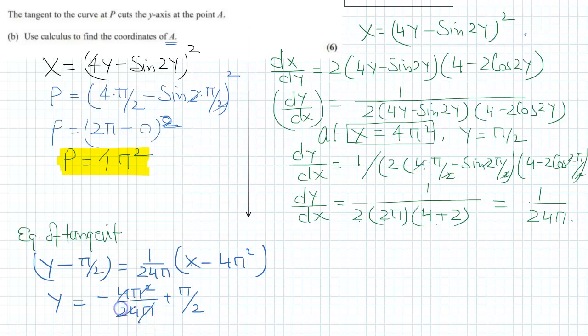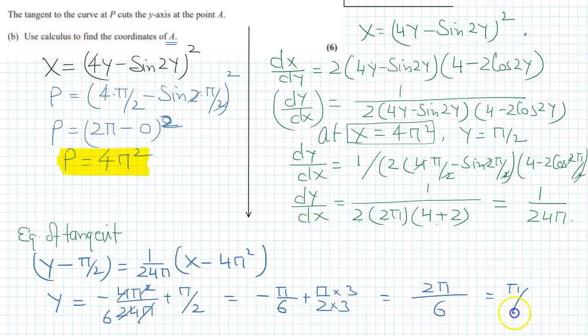This π cancels, 4 times 6 is 24, so that is −π/6 + π/2. If I make it over 6, I multiply by 3, so that is 3π − π, 2π over 6, so this is π/3. So the coordinates of A will be (0, π/3). So this is the solution for this question.